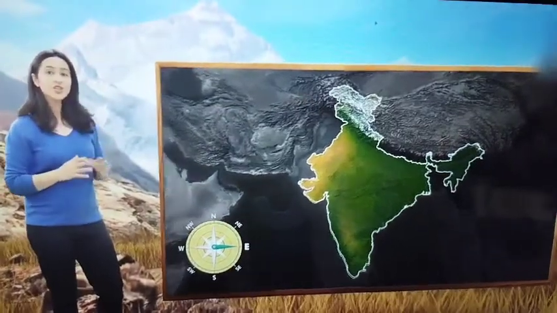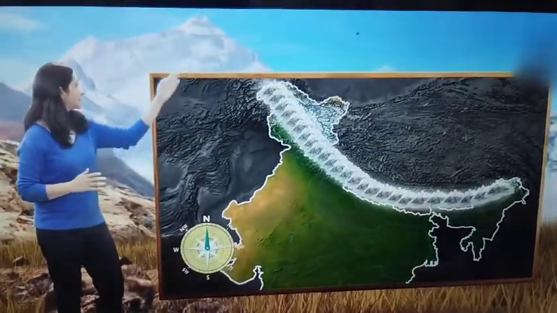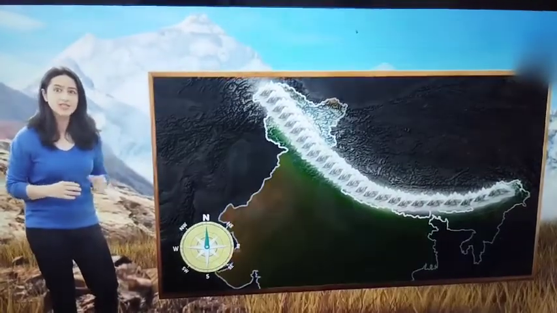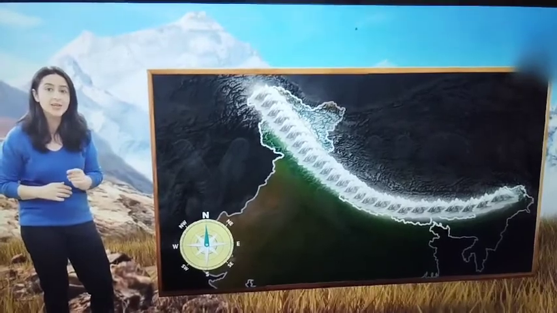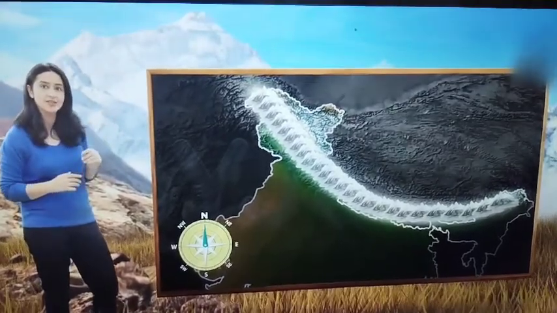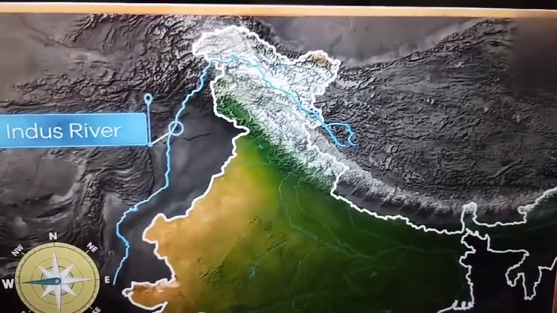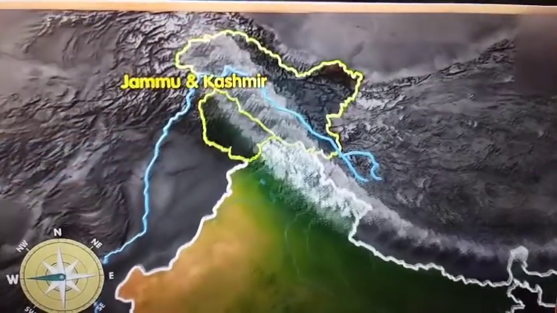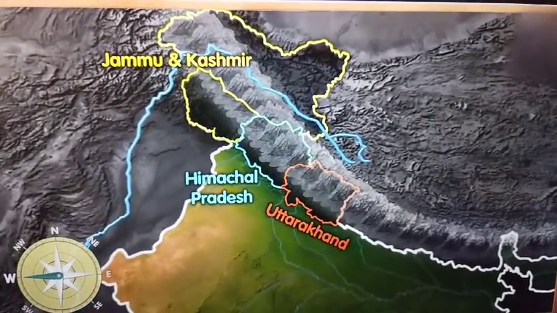The Himalayan ranges stretch over the northern part of India, forming an arc. Notice how it acts as a natural boundary separating India from the rest of the Asian continent. Starting from the Indus River in the west, the Himalayas pass through Jammu and Kashmir, Himachal Pradesh, and Uttarakhand.